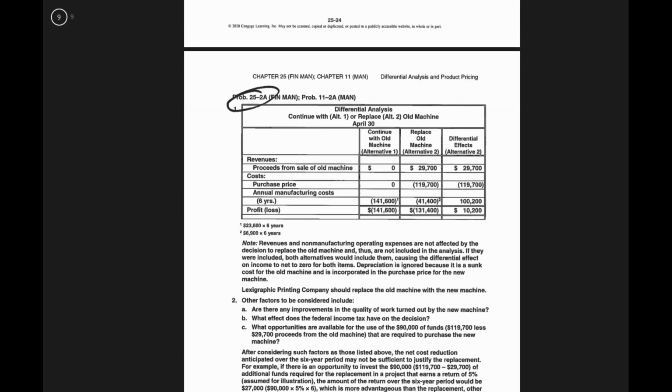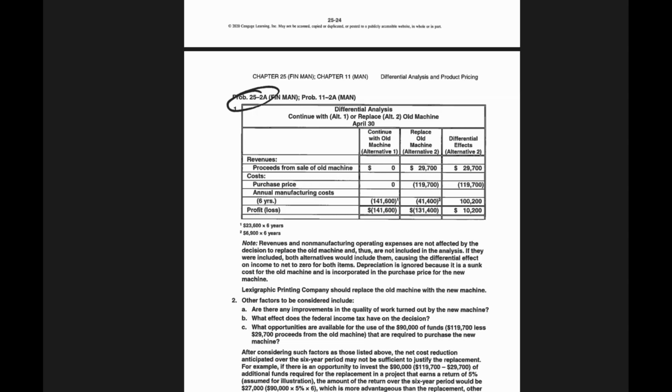Problem 2A, differential analysis for a machine replacement proposal. This printing company is considering replacing a machine that has been used in its factory for 4 years. Relevant data associated with the operations of the old machine and the new machine, neither of which has an estimated residual value. All right, annual non-manufacturing operating expenses and revenues are not expected to be affected by the purchase of the new machine. Number 1, prepare a differential analysis comparing operations using the present machine with operations using the new machine. The analysis should indicate the total differential profit that would result over the 6-year time frame.